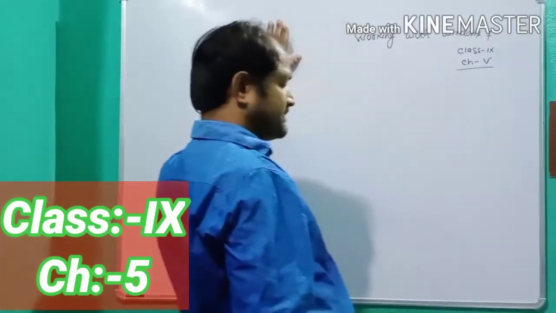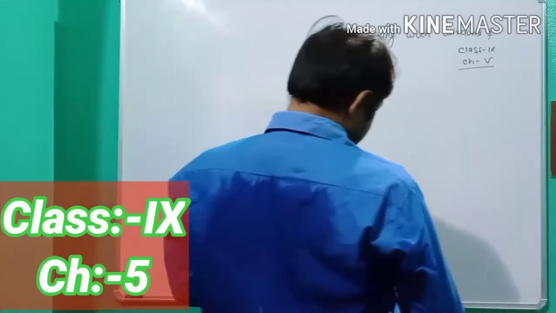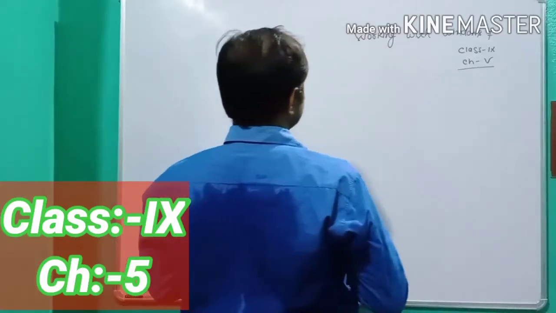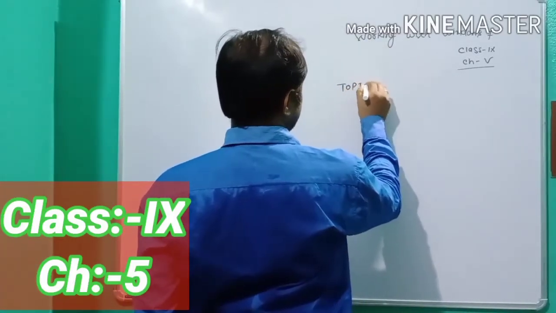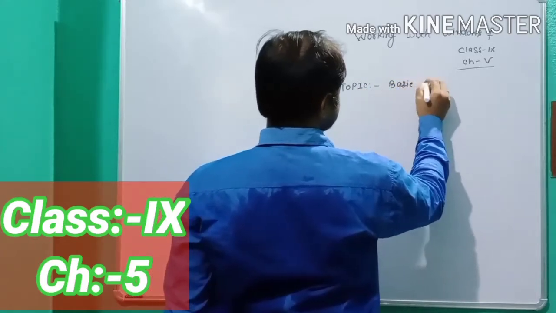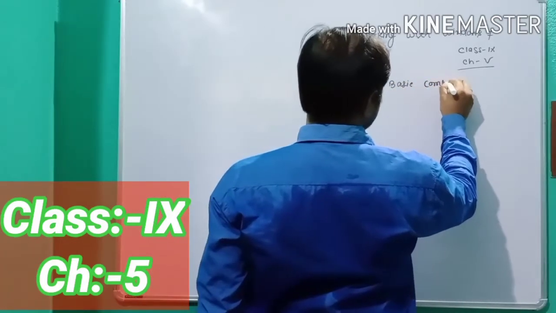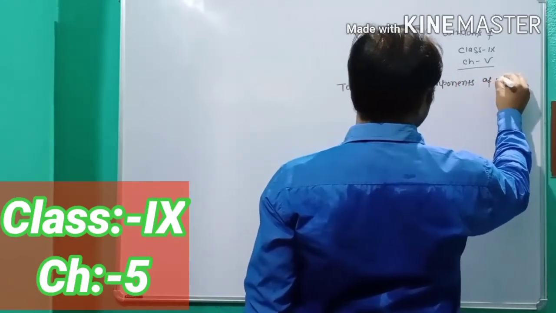Class 9 chapter number 5. Today I will discuss the topic: basic components of Windows 7.